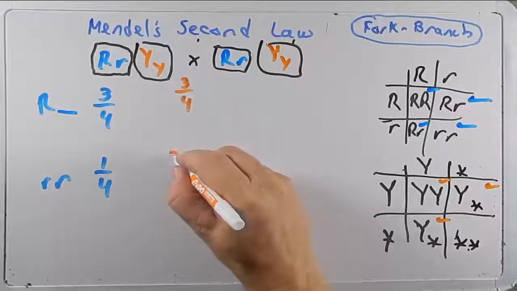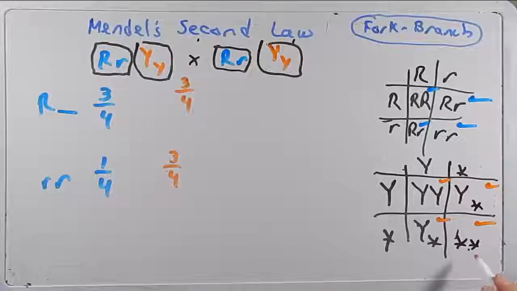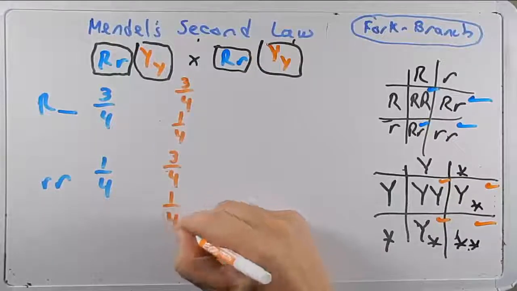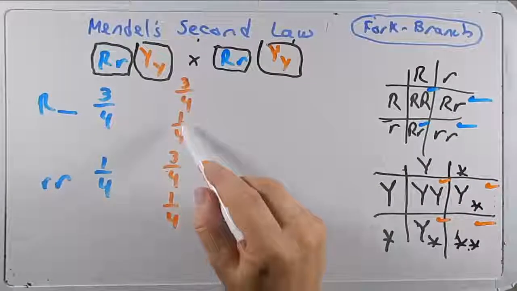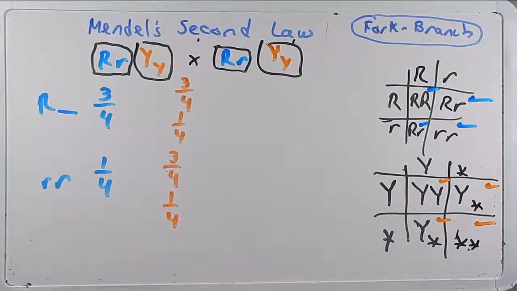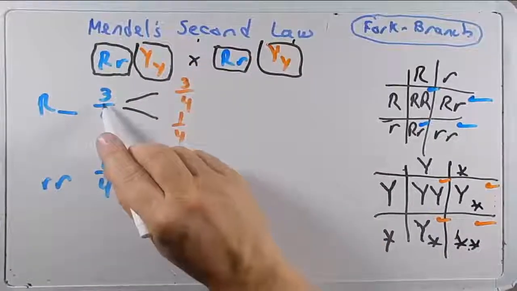So we're going to put 3/4 here. We also know that 1/4 will be the recessive of green. So we're going to put that here, and then we're going to put it down here for the same reason, that because of the law of independent assortment, they can segregate with either big R or little r. And now what we're going to do is multiply these together.